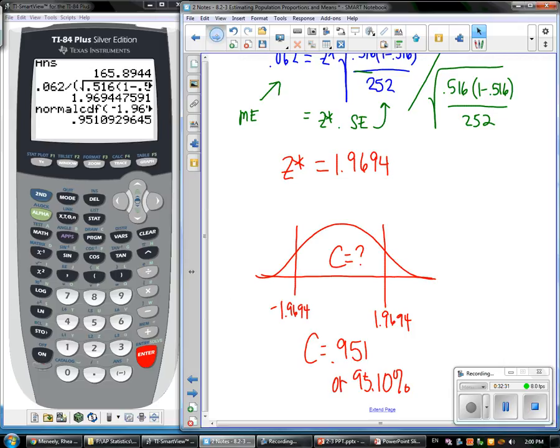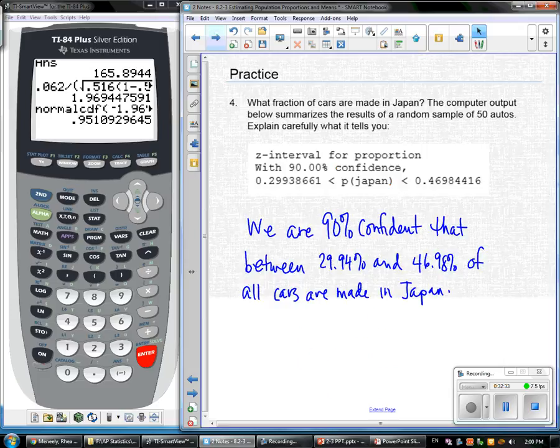In the last question, number 4, this is what a computer output looks like. And notice that it says it's a z interval for proportions. It tells you with 90% confidence, and then it gives you this. In this case, your confidence interval is expressed as a compound inequality, where our lower bound is 0.299 and our upper bound is 0.469. You're asked to interpret it, or carefully explain what it tells you. Basically, we can say we are 90% confident that between 29.94% and 46.98% of all cars are made in Japan.